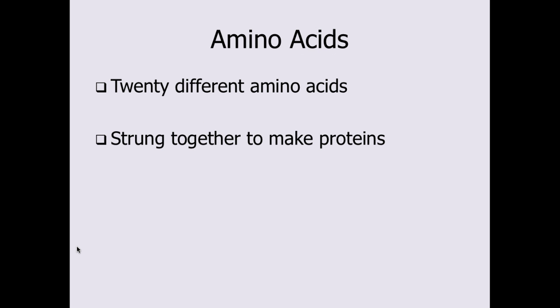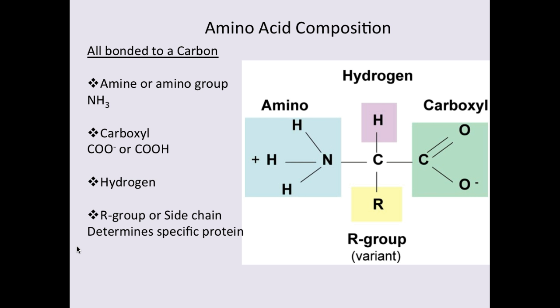There are 20 different amino acids that make up the proteins, and they are strung together the same way that letters are strung together to make words, to make up different proteins. The order in which the amino acids are bonded is going to result in different proteins. So this is what each amino acid is going to look like.